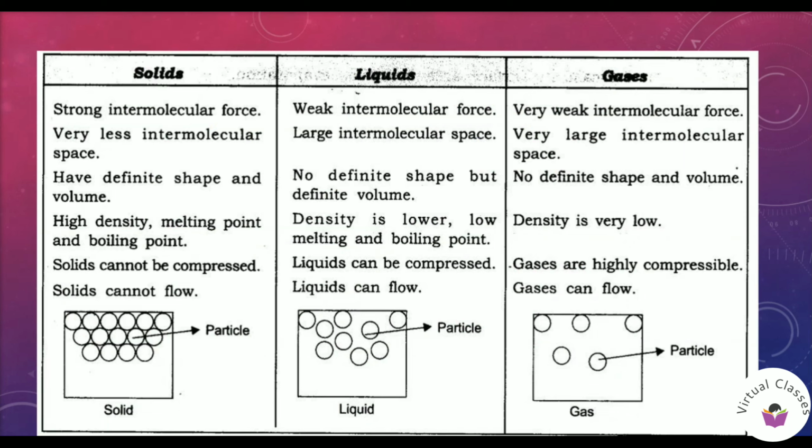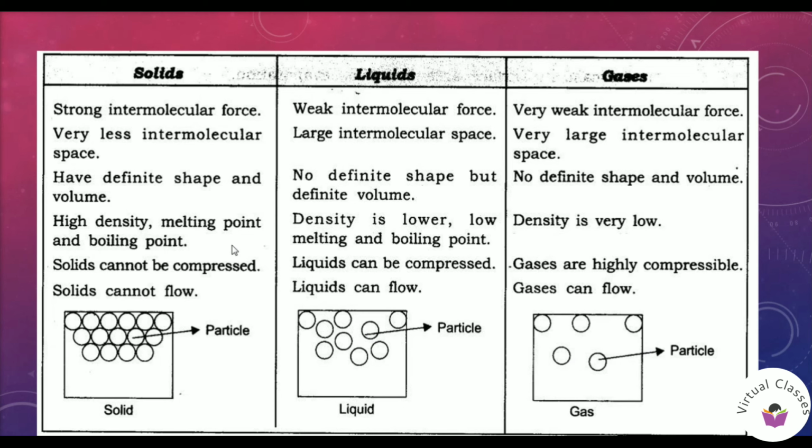Now let's compare the properties of the three states. Solids have strong intermolecular forces between their particles. Liquids have weak intermolecular force and gases have very weak intermolecular forces between their particles. Solids have less intermolecular space, liquids have large intermolecular space, and gases have very large intermolecular spaces. Solids have definite shape and volume, liquids have no definite shape but definite volume, and gases have no definite shape and volume.